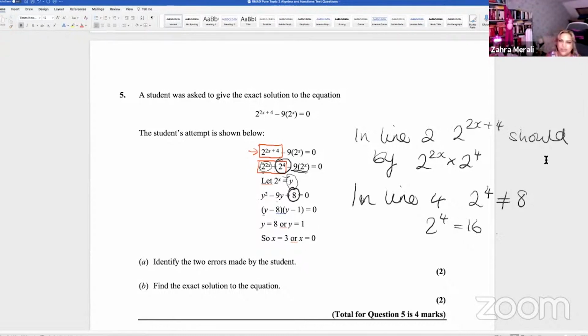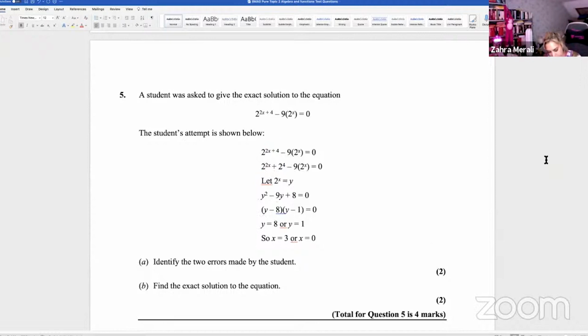Right, so now let's do it properly, to find the exact solution. There are 2 ways to do this. You can do it using logs, or you can do it using a disguised quadratic. So let's do it using the disguised quadratic. We're going to say, well, we know that this is the same as 2 to the 2x multiplied by 2 to the 4 minus 9 times 2 to the x equals 0.